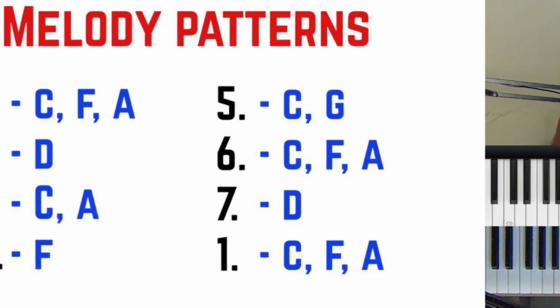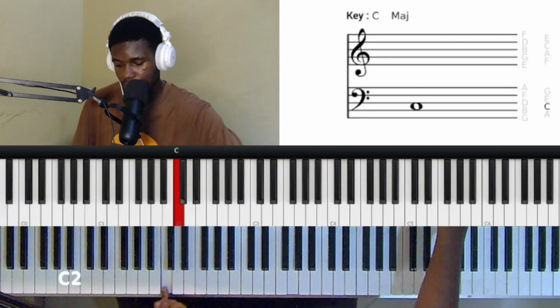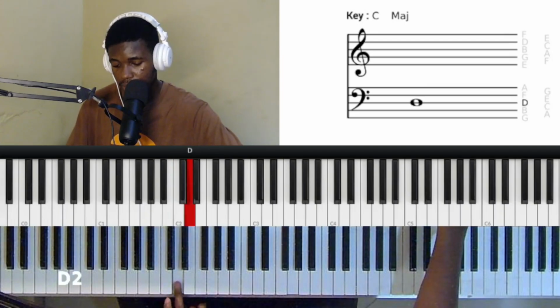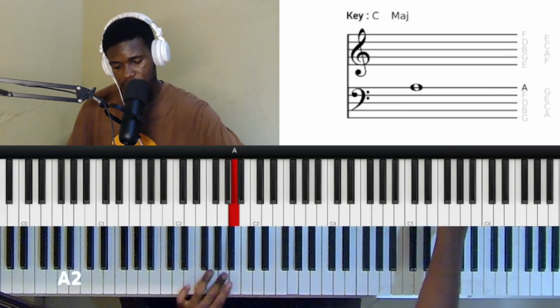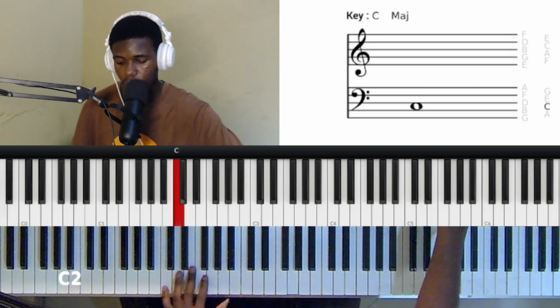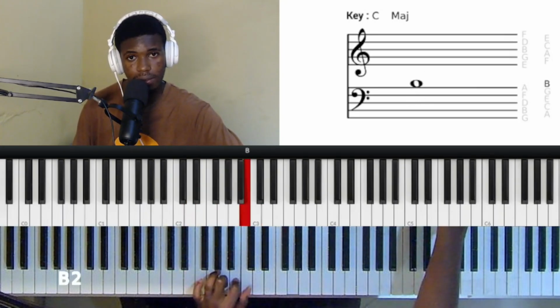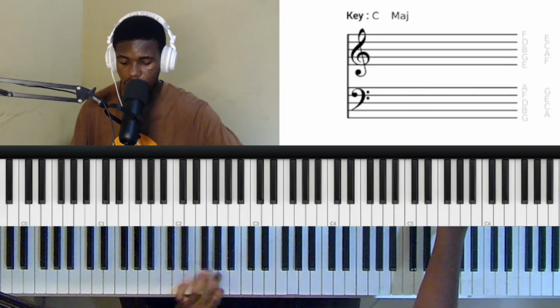Okay, so of course you're familiar if you are using the number system. The C for the 1, the D for the 2, the E for the 3, the F for the 4, G for the 5, A for the 6, B for the 7, back to the 1, right? 1, 2, 3, 4, 5, 6, 7, back to the 1. Or if you're using solfege notation, that will be do, re, mi, fa, sol, la, ti, do.